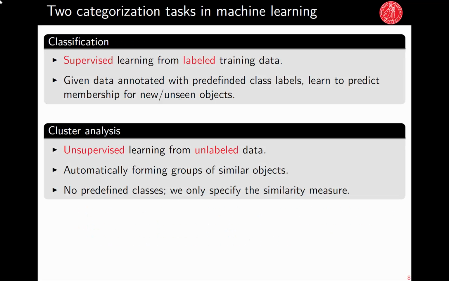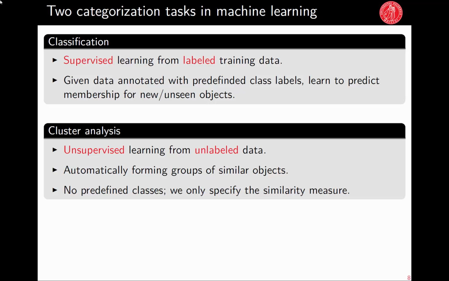Okay, and then while we were still working in the context of vector space models, we turned to two different categorization tasks where we applied two different main approaches to machine learning. So one was classification as an example of what we call supervised learning, and cluster analysis as an example of what we call unsupervised learning. And so in supervised learning, the idea is that we have labeled training data. It's supervised in the sense that we have a guide in terms of what it is we're trying to learn.